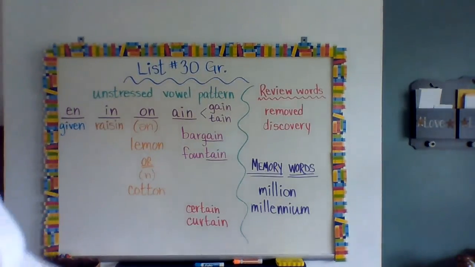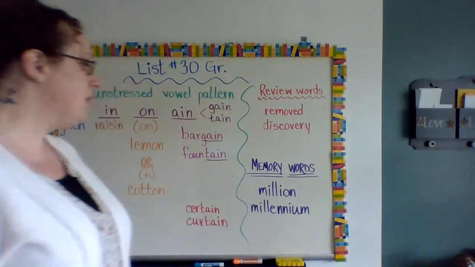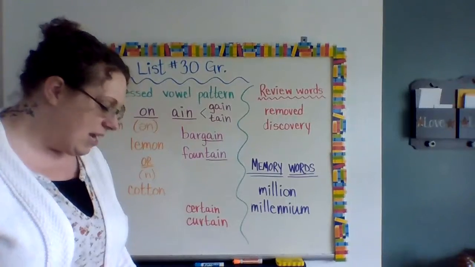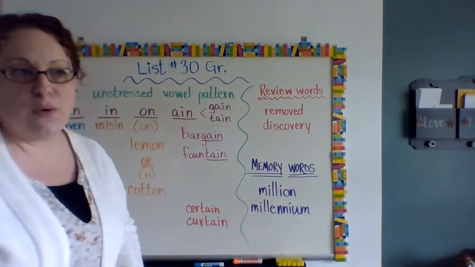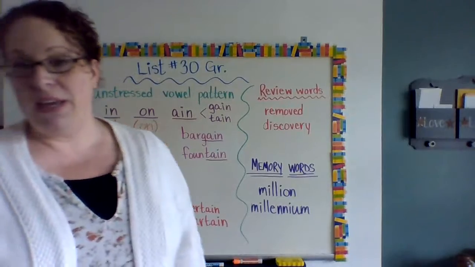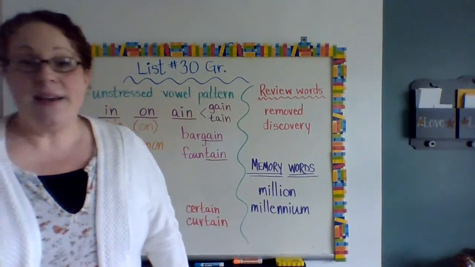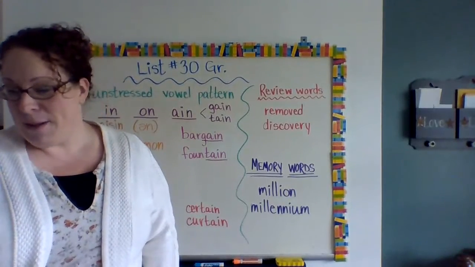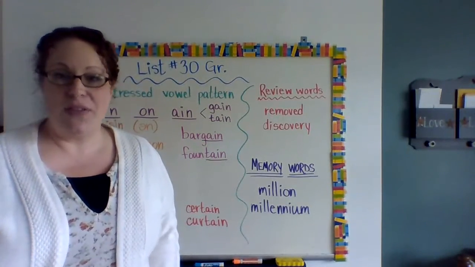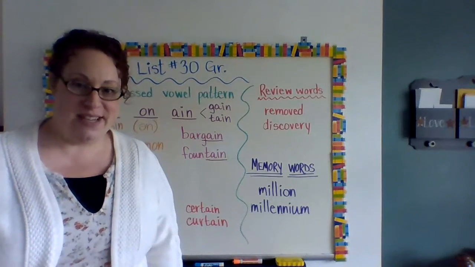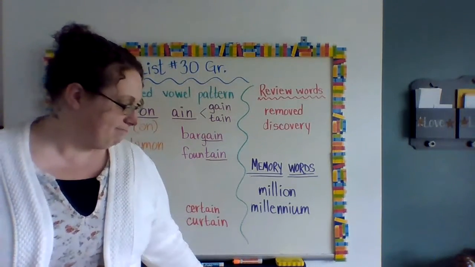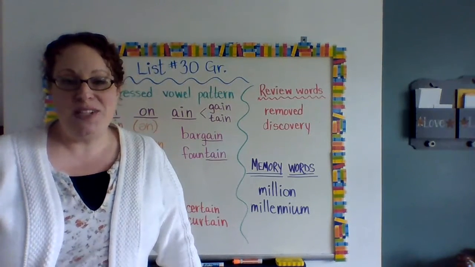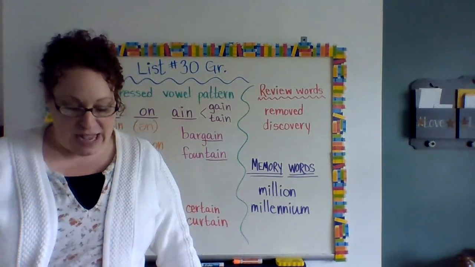Then your review words are removed, discovery, memory words, million, millennium. Million is referring to a number. In your workbook, the example they give you is some cities have more than 1 million people. Millennium is also a number. Do we know how many a millennium is? During the millennium, Jesus will reign on the earth. That's a time period of 1,000 years. Millennium. Okay? All right, so this week you have workbook pages 118 through 121, due Friday, test on Friday, and your 2 extras.